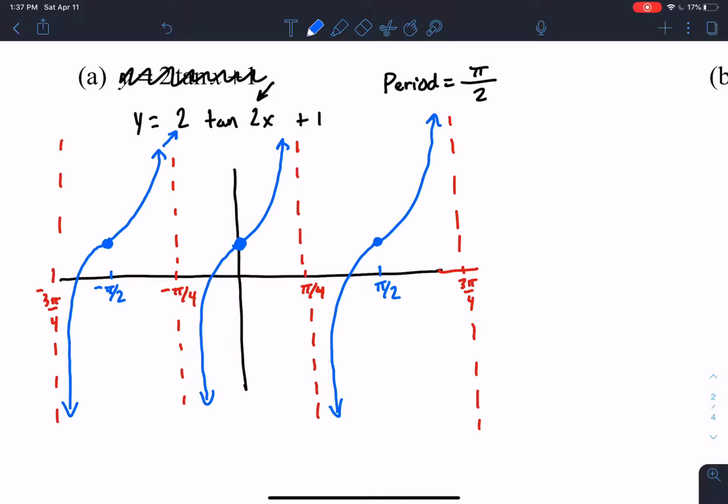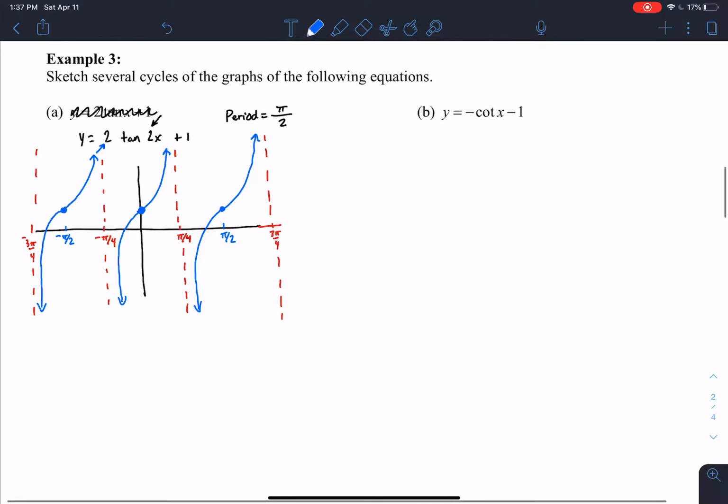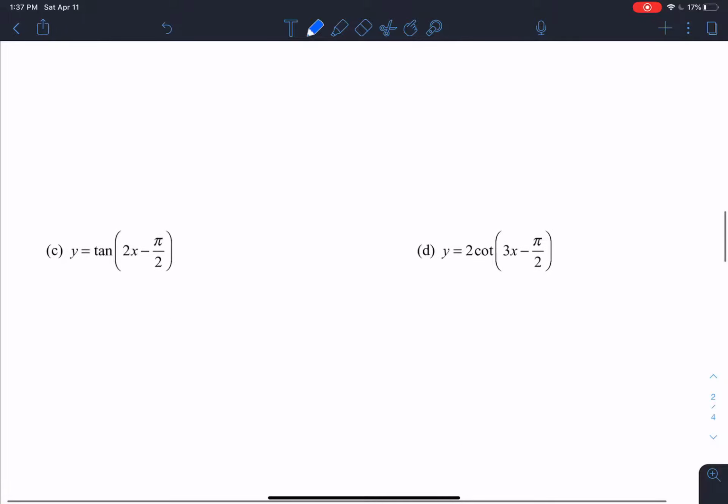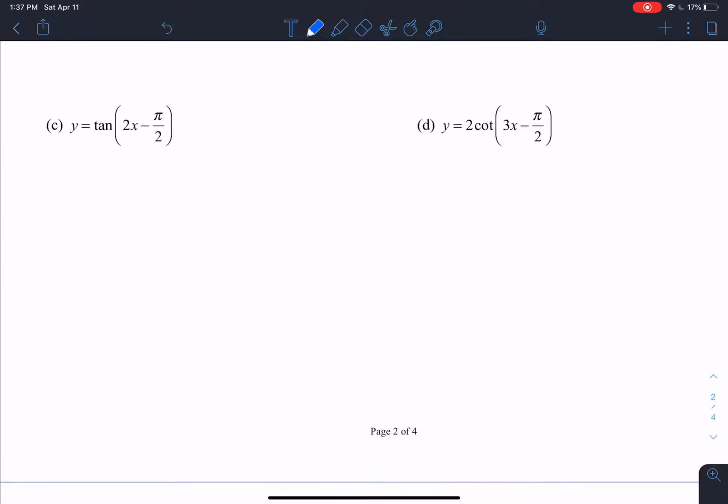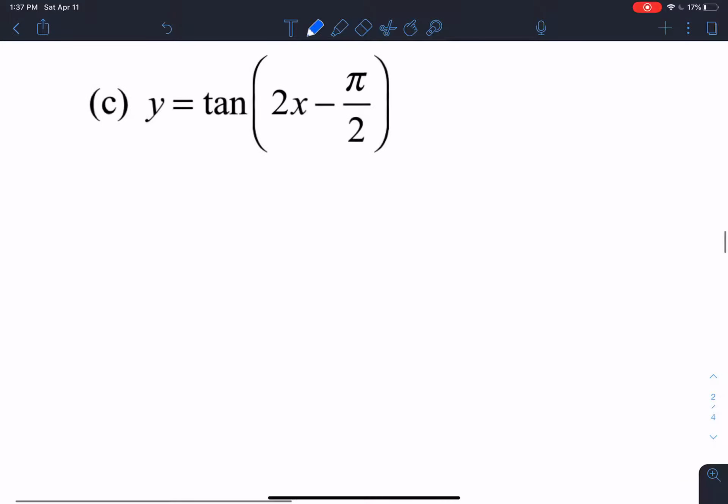Okay. So again, just changing the equation up a little bit just to get different values. So again, the biggest thing, you always start with the point at 0, 0, move that around, and then the other points are just 1 period away.